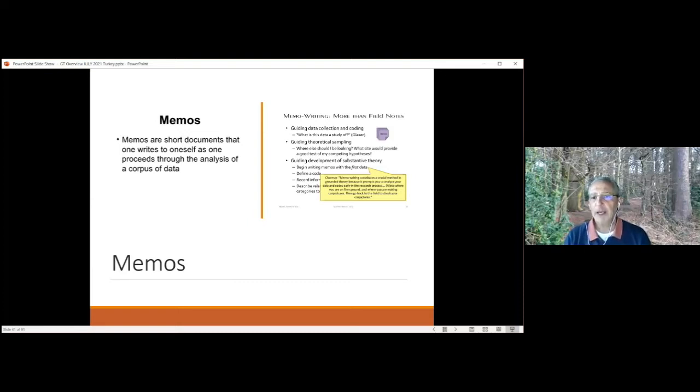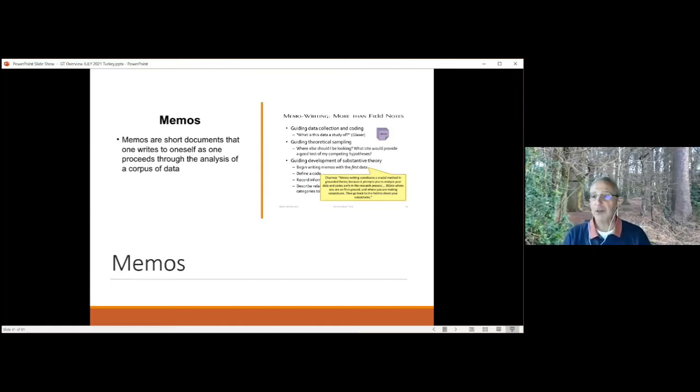Okay. But here is the quote from Charmaz. Memo writing is a crucial method in grounded theory. It prompts you to analyze your data and codes early in the research process. And it's really important when you write memos, you do them at the time and you date them, because two years down the line, as you're preparing your draft for your PhD, you can go back and look at what you were writing. You're not making it up.